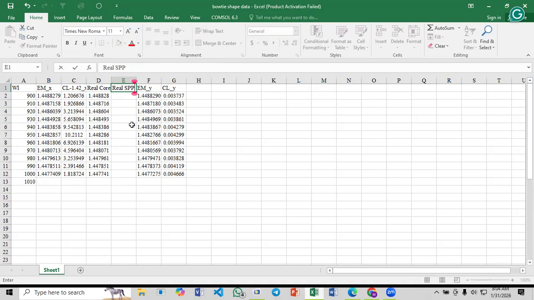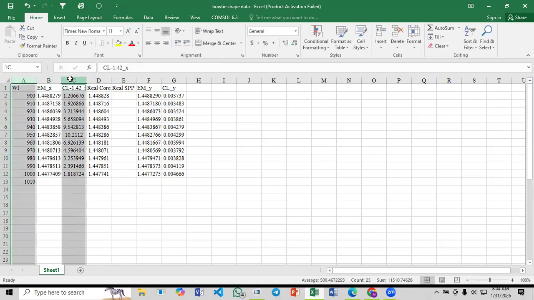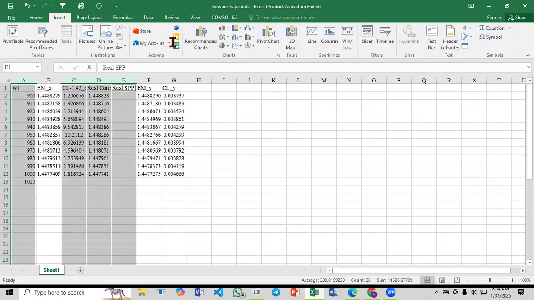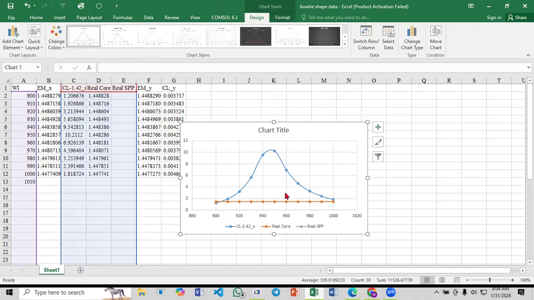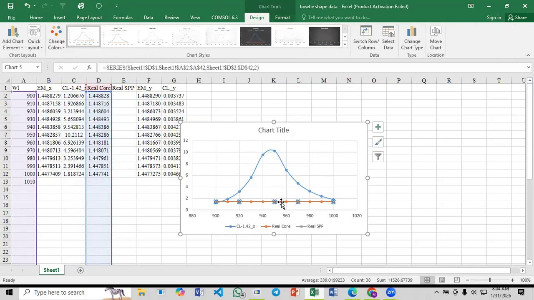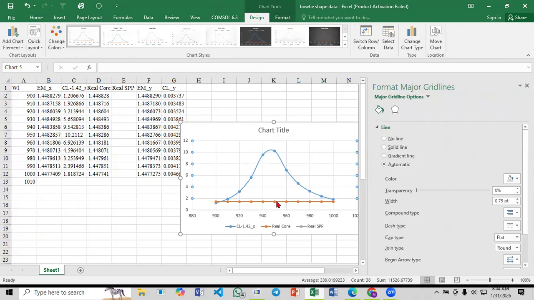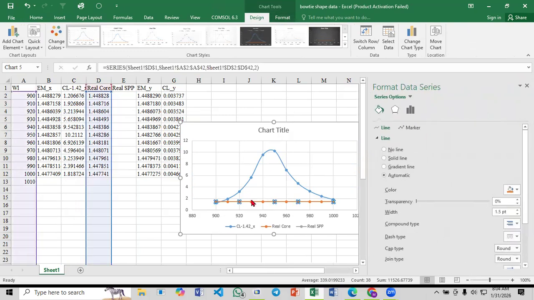I told you how we can calculate SPP mode. So draw this curve first, then I will explain actually. Don't worry about it. Now, for that, this is not the same.